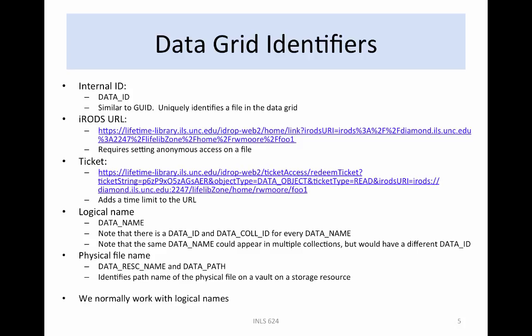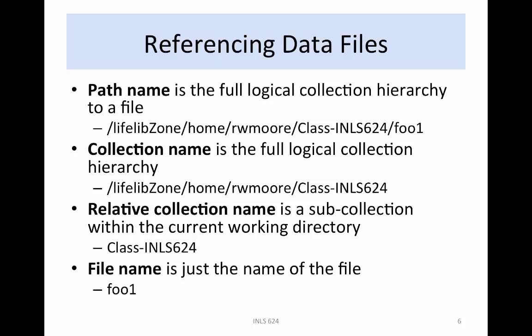Physical file name. The physical location where the file resides is defined by the data resource name, storage resource location, and data path, the path name on the storage resource. The terminology used in the data grid books differentiates between files and collections. A path name is the full logical collection hierarchy to a file.